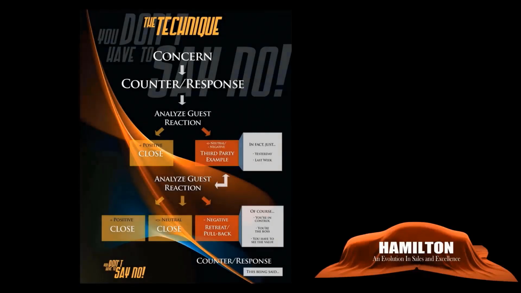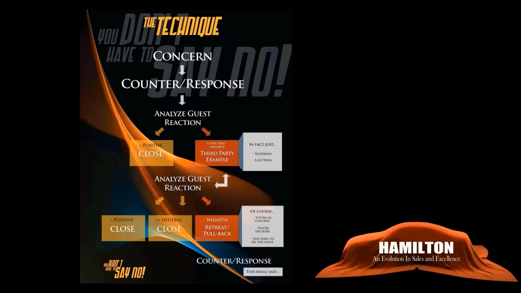So let's go over the worksheet. And this was actually pulled from You Don't Have to Say No. You see that in the lower left. Kind of cool. It's kind of a neat graphic. But the technique in its full version takes a concern and counters it. You counter-respond to that. And then you analyze the guest's reaction. In other words, if it's positive, you're going to close. If it's neutral or negative, you're going to go to a third-party example. And those began just yesterday, just last week, not too long ago, what have you. Analyze the reaction again after the third-party example. If it's positive, close. If it's neutral, close.